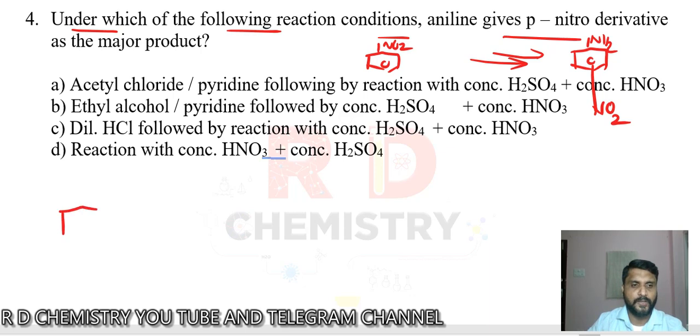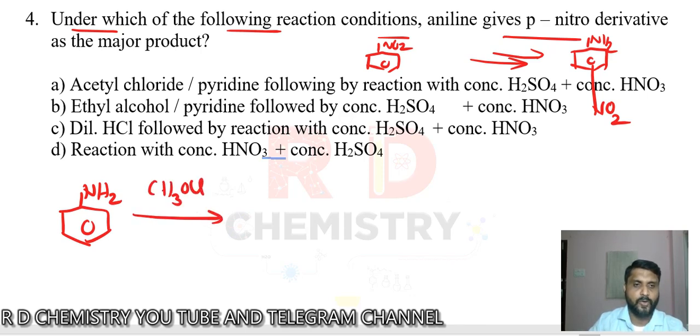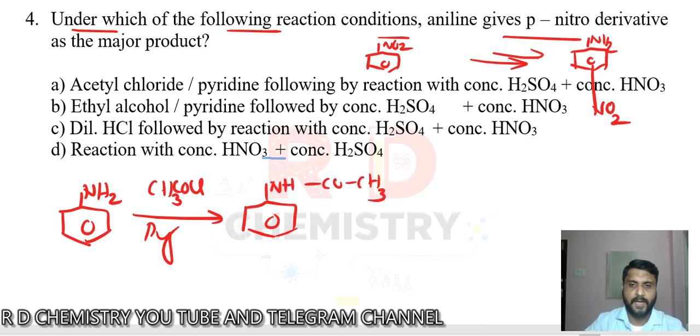For that, what you need to do is carry out the protection of this NH2 group, either by acetylation with acetyl chloride or with acetic anhydride in the presence of pyridine. So we are going to protect that NH2 group. We'll get NHCOCH3. Now we carry out nitration in the presence of sulfuric acid. What will happen?